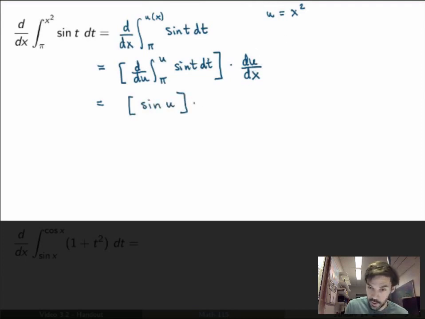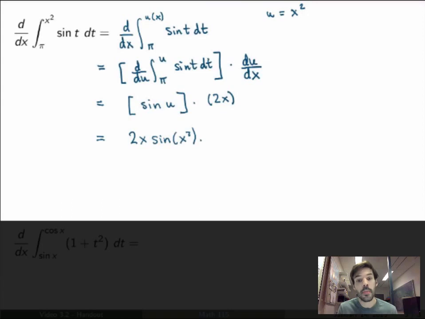Now du dx, recall that u is equal to x squared, so du dx will be 2x. And that's not quite the final answer because I need to rewrite everything in terms of x. u is equal to x squared, so what I get is 2x sine of x squared for the final answer. So the key in this example was to combine FTC with the chain rule, which is something you may have to do in a number of examples.